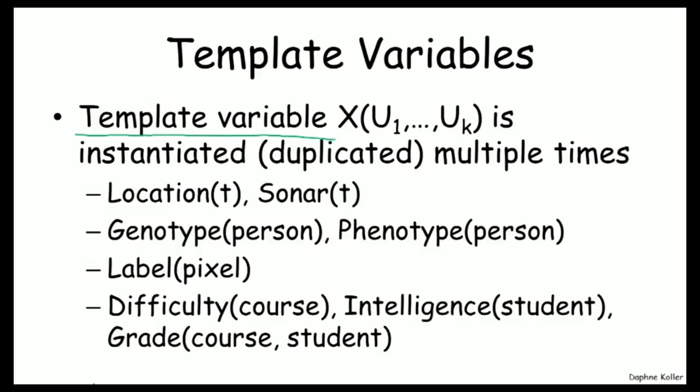And so the replication is indexed by the fact that the variable, you can think of it as a function that takes arguments. And the arguments, for example, might be time points, as in this example over here. So here we have a location variable that's indexed by a time point, or a sonar reading that's indexed by a time point. We have, in this case, a genotype variable and a phenotype variable that's indexed by a particular person, a class label that's indexed by a pixel, and similarly the difficulty, the intelligence, and the grade that are indexed, in this case by different combinations of indices, course, student, or course-student pairs.